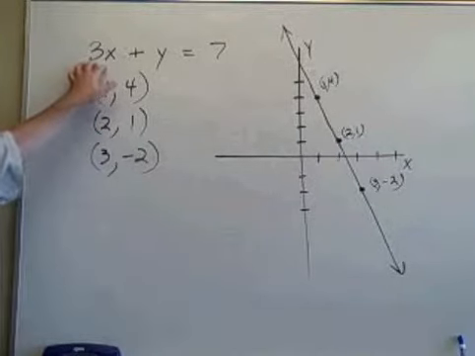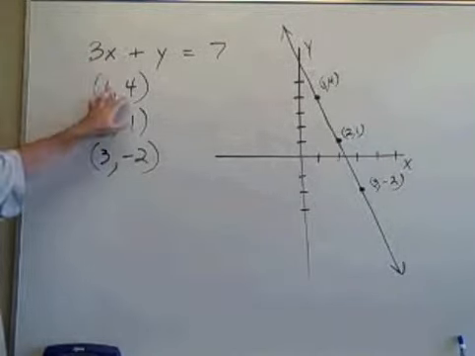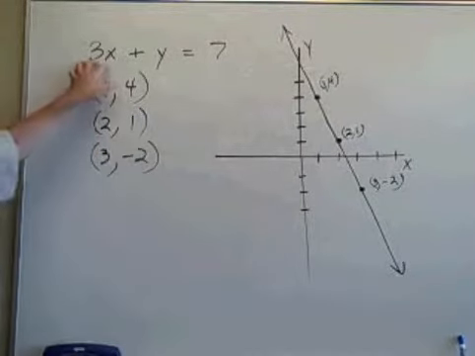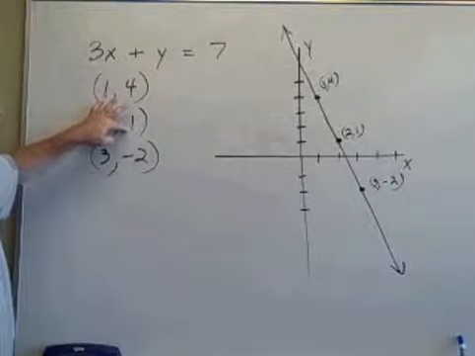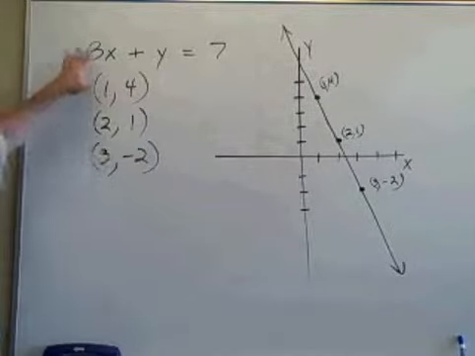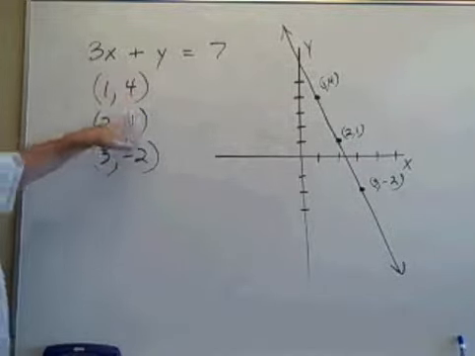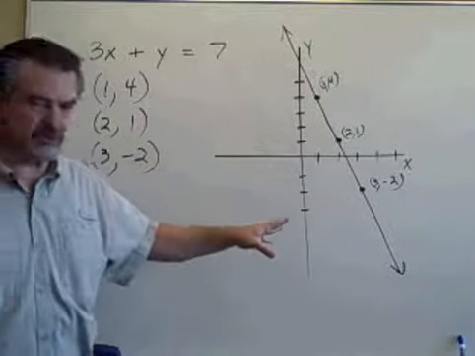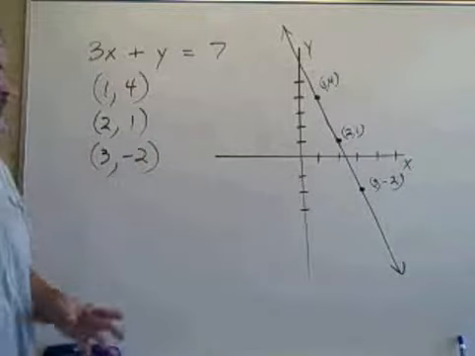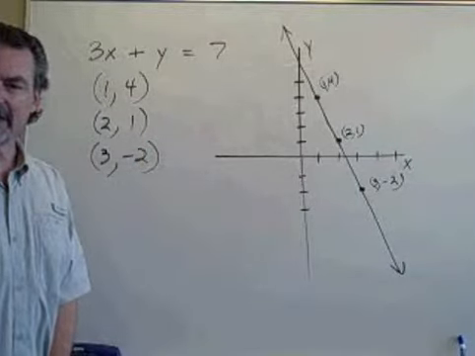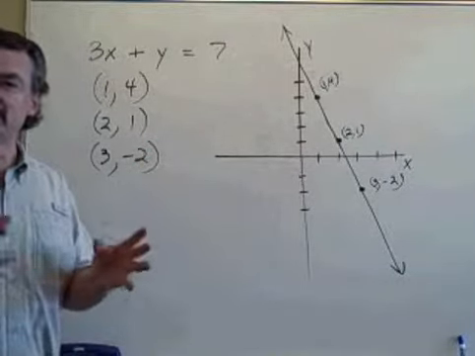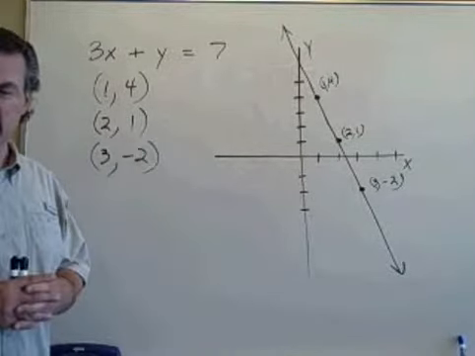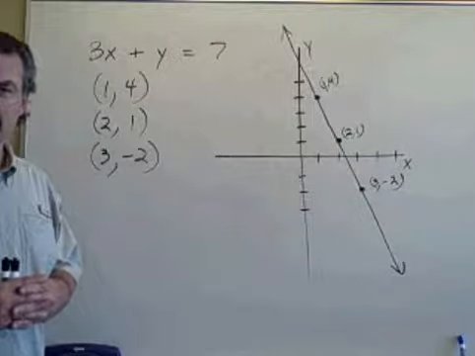If x was 1, 3 times 1 would be 3, 3 plus 4 for y would make 7, wouldn't it? If x was 2, 2 times 3 is 6, plus 1 would make 7. 3 times 3 is 9, minus 2 for y would make 7. Those are three solutions. That's how I got those points in order to draw the line that is the picture. Remember, the line is the picture of all the solutions of a linear equation in two variables.